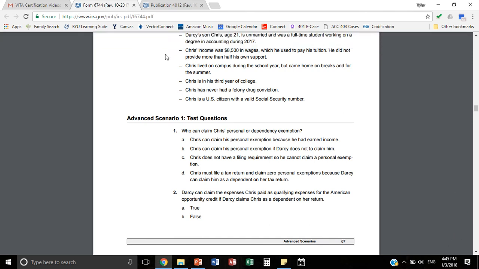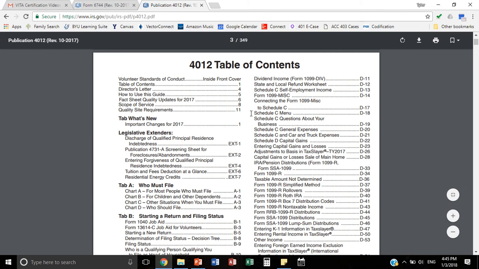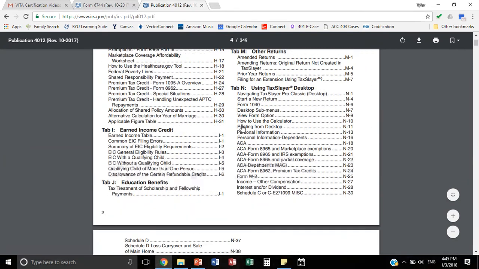So we're going to go back over to publication 4012, go back to the table of contents, and then we're going to scroll down until we find the section that talks about education credits. So right here we've got education benefits.